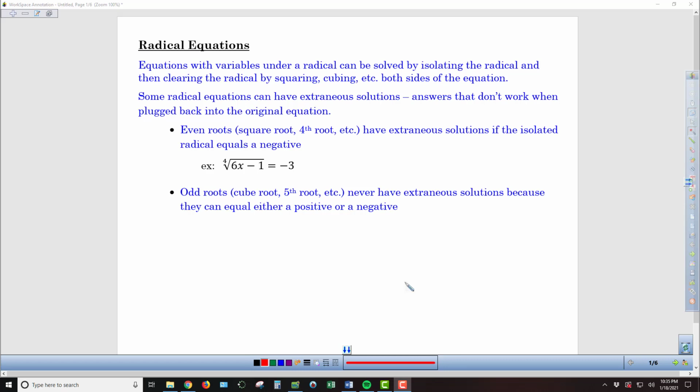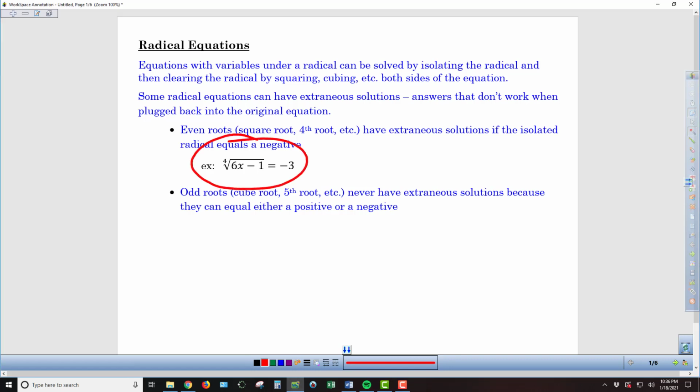To solve an equation with a variable underneath the radical, we're going to isolate that radical and then square both sides or cube both sides or fourth both sides. That's our general approach. Sometimes it may be a little bit more complicated where we have multiple radicals and we have to square multiple times, but that's the general idea. Isolate the radical, square or cube or raise both sides to whatever exponent you need.